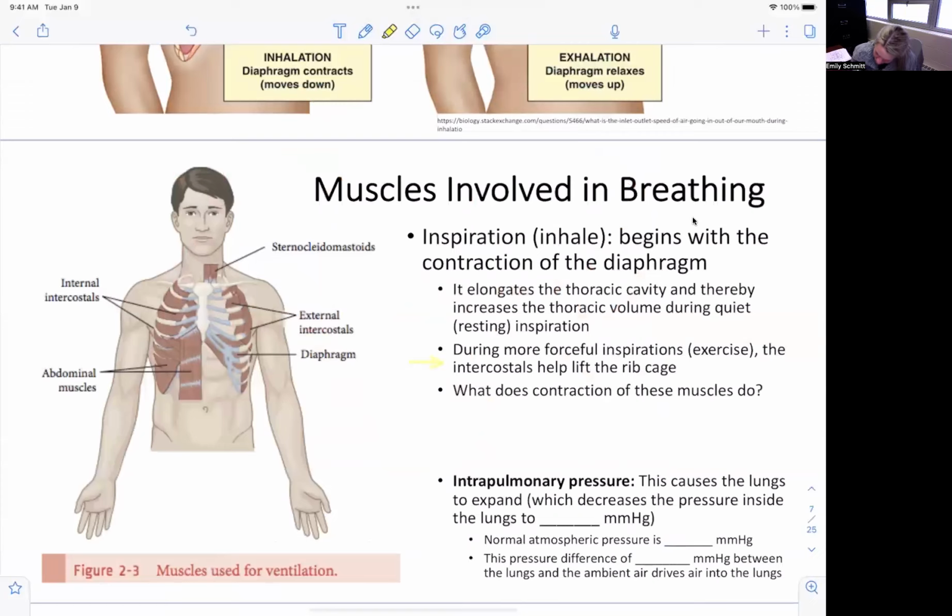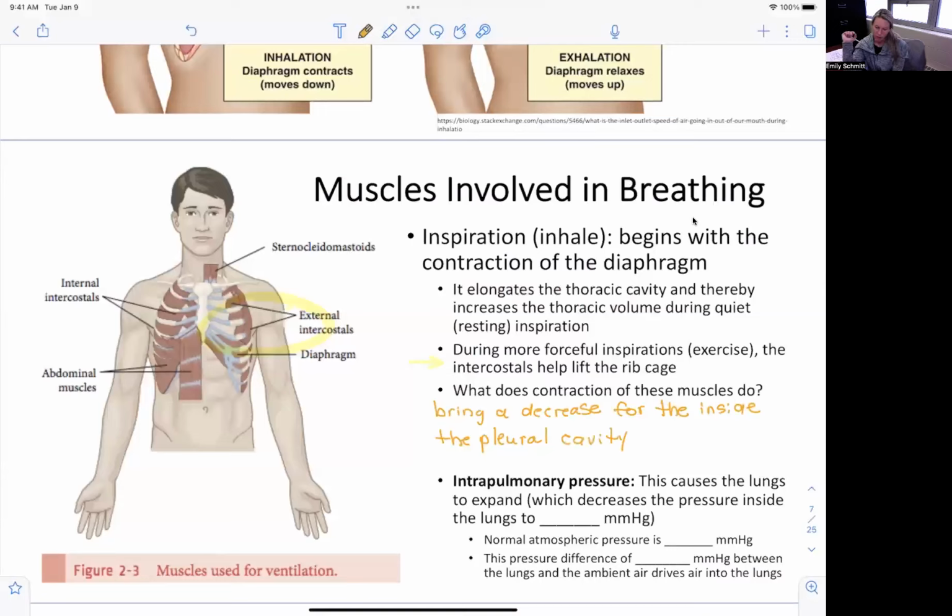forceful inspirations like exercise, our intercostals help lift the rib cage. And that's what I was saying about having some of those sore intercostal muscles right here. And so what do the contractions of the muscles do? This is really important when we talk about the pulmonary system: it's going to have a greater pressure difference inside the pleural cavity. And this is what's going to help move air in and out of the lungs.